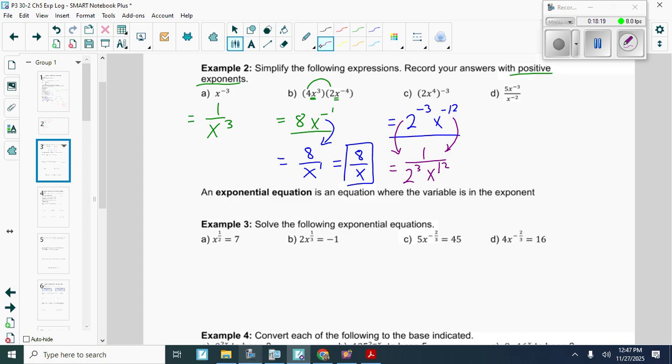Okay, so guys, this I would want to see 1 over 8 x to the power of 12. Make sure my 12 looks like a 12.